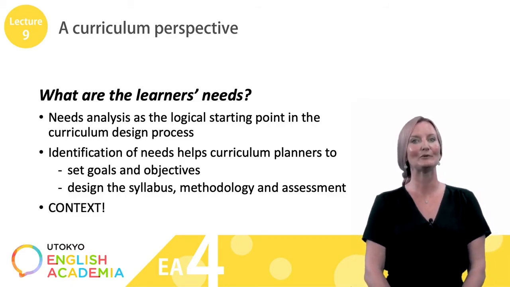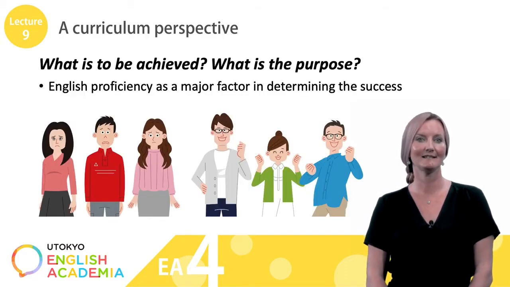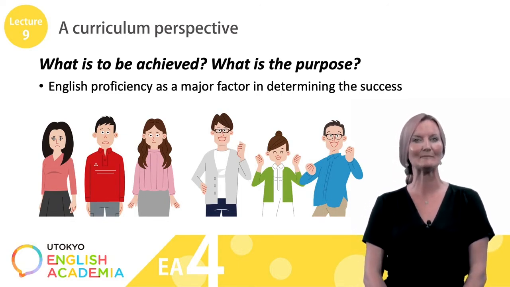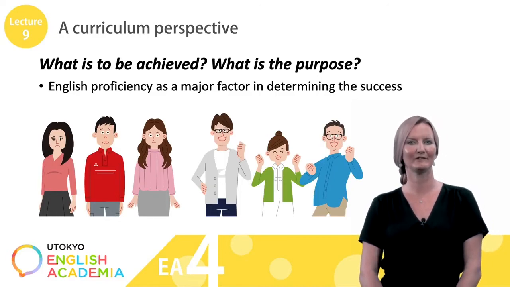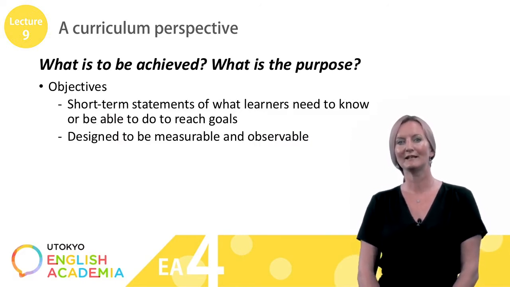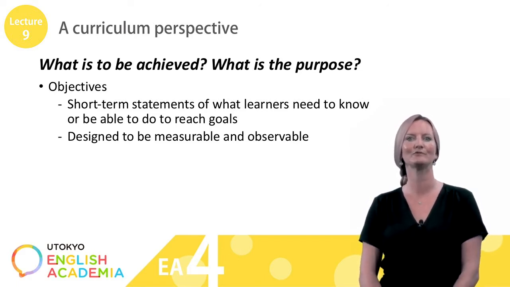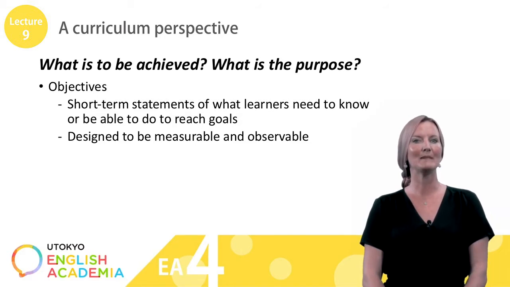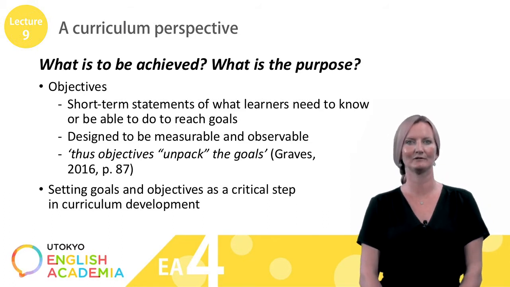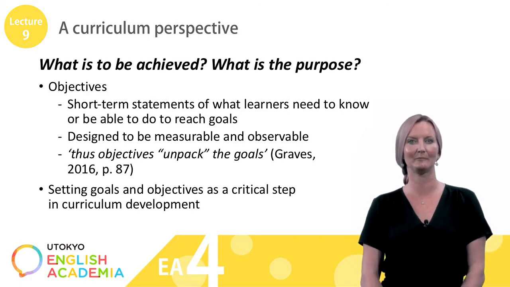But what is important to note again is that context is central. English proficiency is certainly a major factor in determining the success. Goals, sometimes referred to as aims, are often broader, outlining what learners should achieve by the end of a course or programme. They're often the foundation for the objectives, shorter-term statements of what learners need to know or be able to do to reach these goals. They're designed to be measurable and observable. Therefore, objectives unpack the goals. Setting goals and objectives is a critical step in curriculum development.